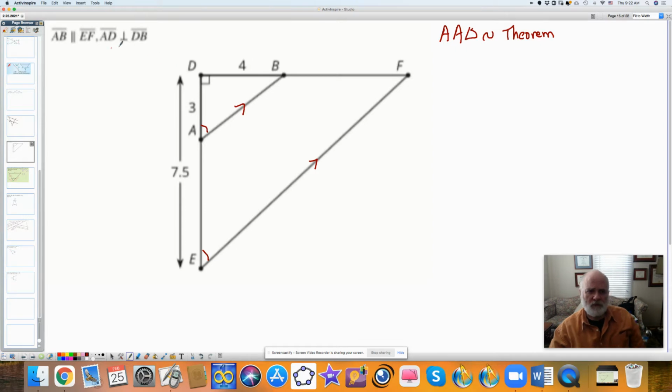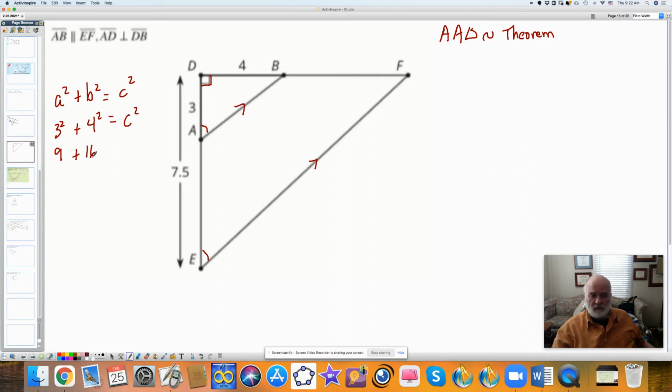We're also given that these two are perpendicular, so this is a right angle. And we know that we can solve for missing sides of a right triangle using the Pythagorean theorem. So the two legs of this triangle are 3 and 4. Maybe you recognize it as a Pythagorean triple, a 3, 4, 5. If not, you can still do the math, the work.